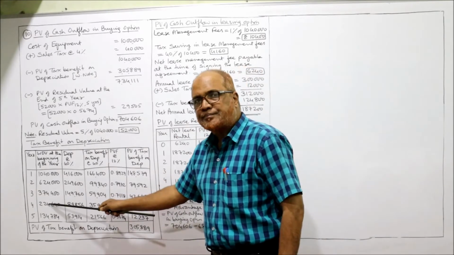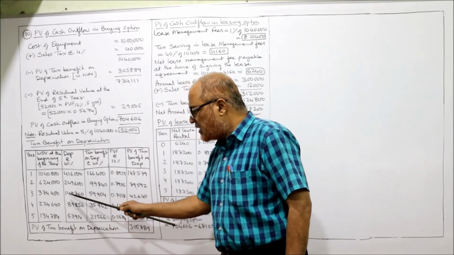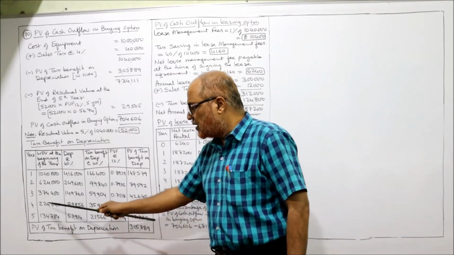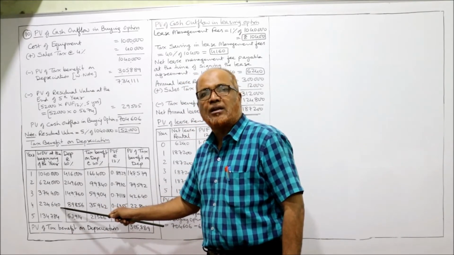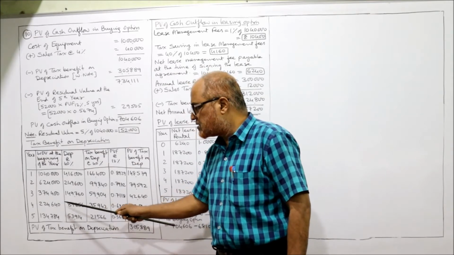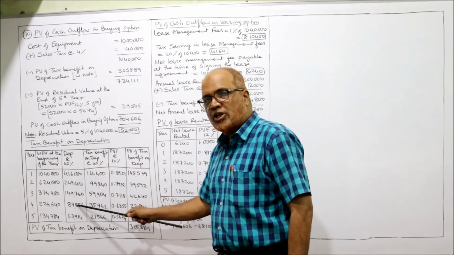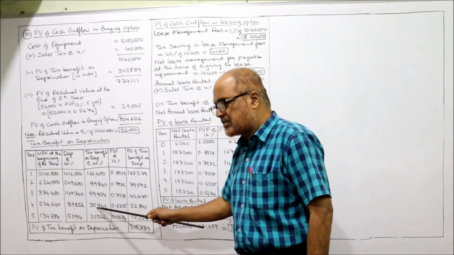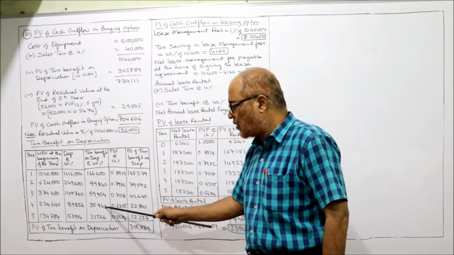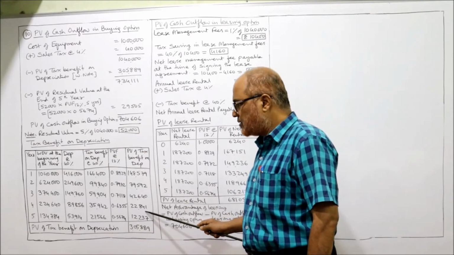Now the fourth year. Third year 3,74,400 minus 1,49,760 gives 2,24,640. This is the WDV at the beginning of the fourth year. Now 40% of this is 89,856. This is the depreciation. Tax benefit: 40% of 89,856 is 35,942. Into the PV factor gives the PV of the tax benefit.